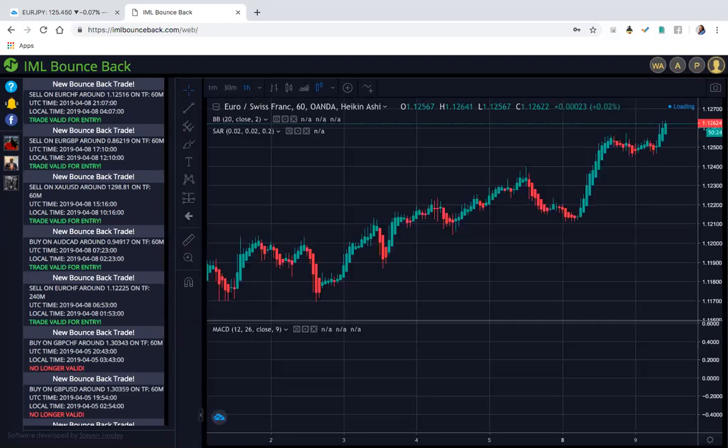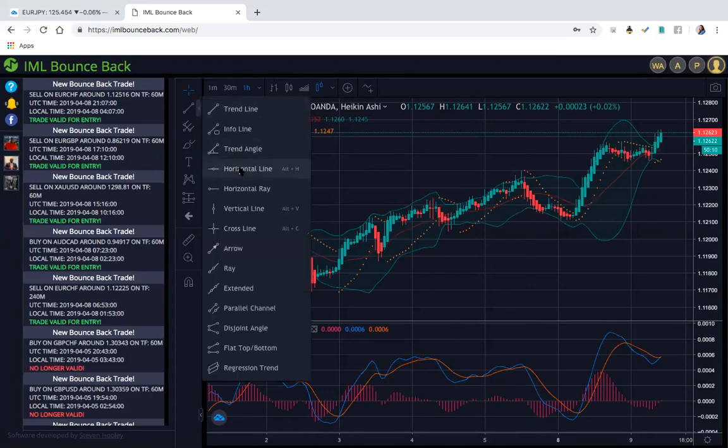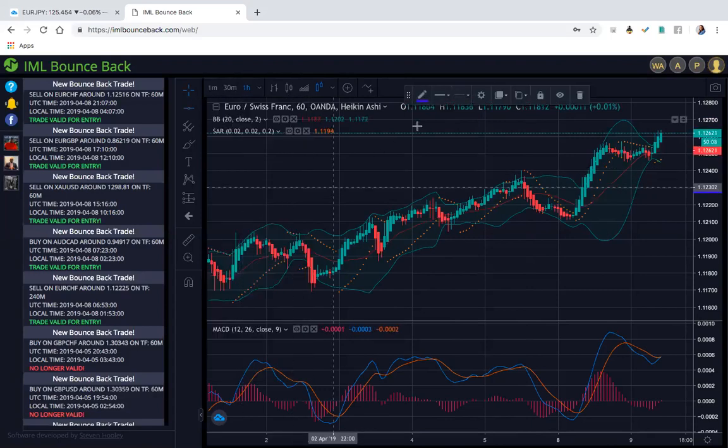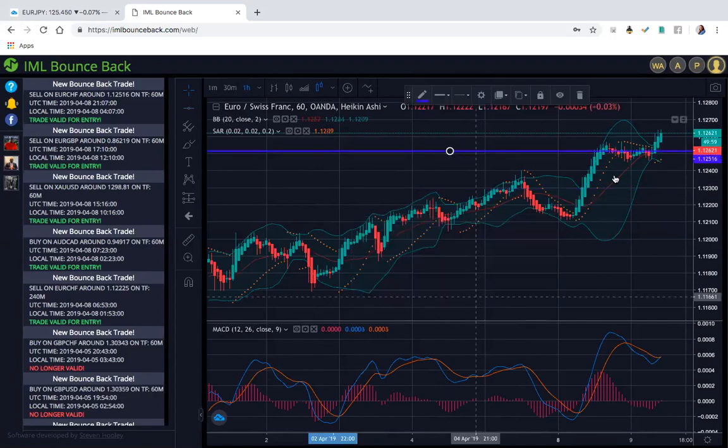And on this one, we're looking at selling Euro CHF around 1.12516. So you guys should know the routine by now in terms of looking to see where this entry price is. So 1.2516, right? And it's saying to sell Euro CHF around that point, right?